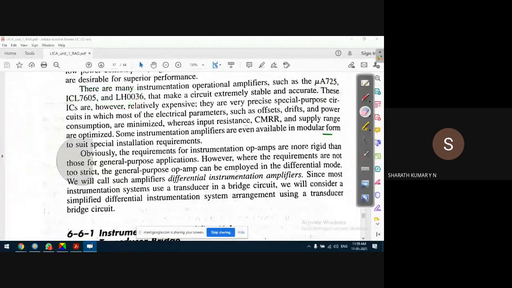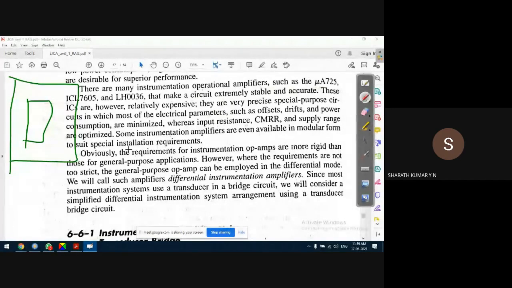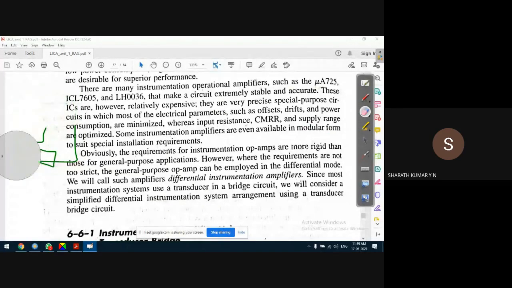If it is an IC, we have to place it on an IC base, and that should be made part of a bigger circuit. But some instrumentation amplifiers are already available in a modular form, centralized. It is already fitted with all the required components, so it is ready to use in a particular environment or in a particular setup.